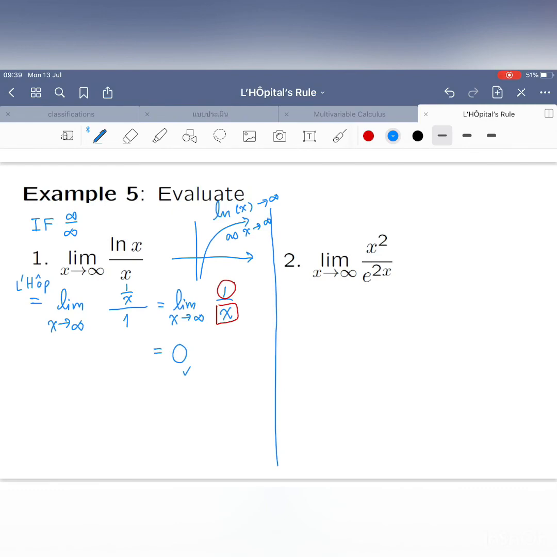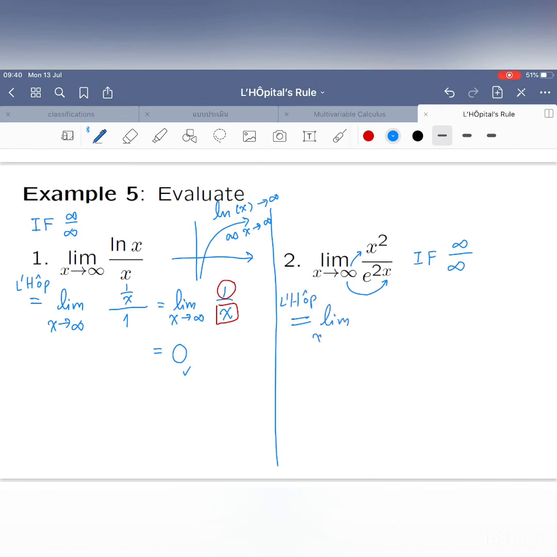How about the second problem here? As your x goes to infinity, your x squared will be a pretty big number, and at the same time the exponential raised to the power infinity will be a huge number. So this one is again the indeterminate form infinity over infinity. You can apply L'Hopital at once.